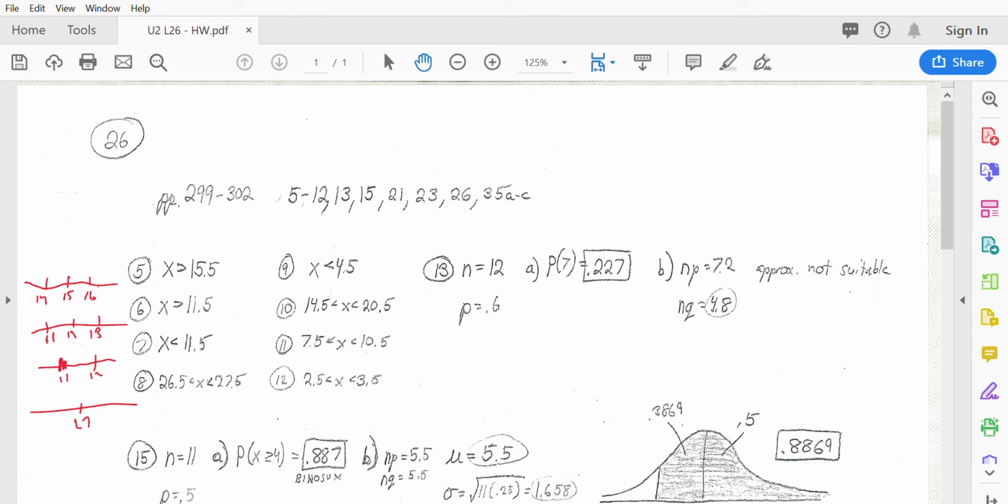So I'm going to go to the book, and the first part of the homework, numbers 5 through 12, are all about the 0.5 adjustment, because people often have a lot of questions and confusions regarding the 0.5 adjustment when you do a normal approximation.